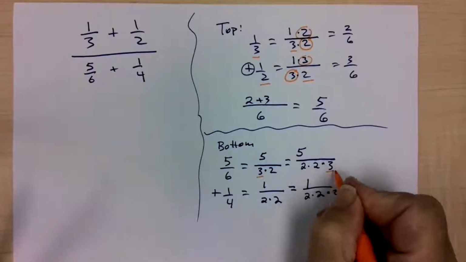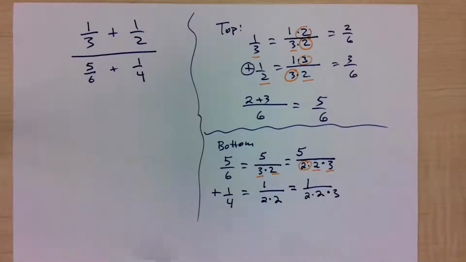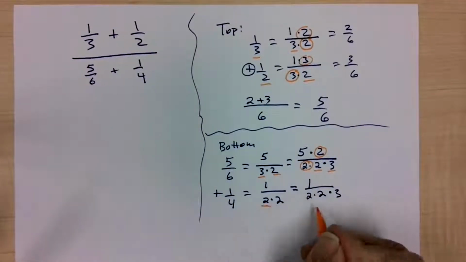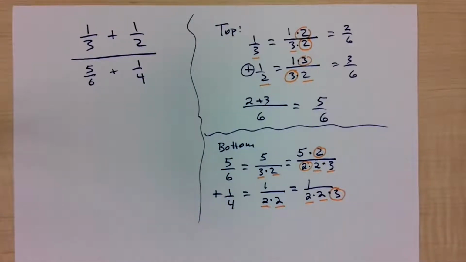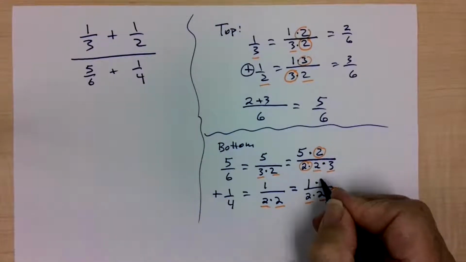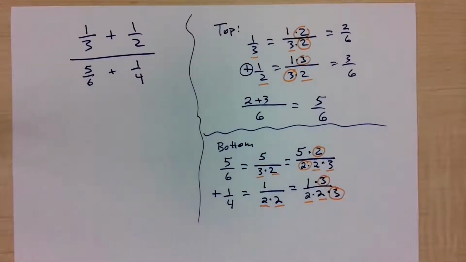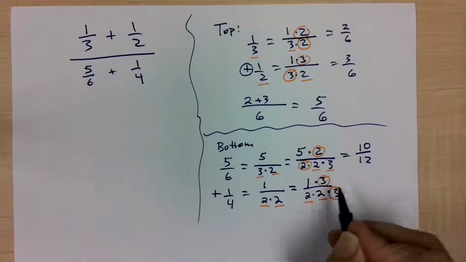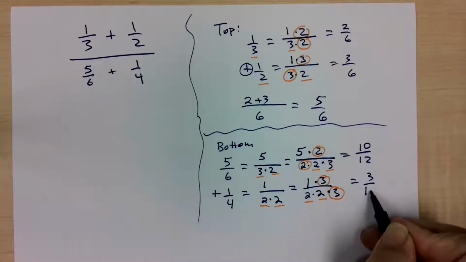There was a 3 there before, there was a 2 there before, so a 2 is new on the bottom. To keep it an equivalent fraction, let's put a 2 on the top. Here, 2 was there before, 2 was there before, so 3 is what's new. To keep an equivalent fraction, let's put 3 up on top. And let's go ahead and multiply. We have 5 times 2 is 10. 2 times 2 times 3 is 12. 1 times 3 is 3. 2 times 2 times 3 is 12.